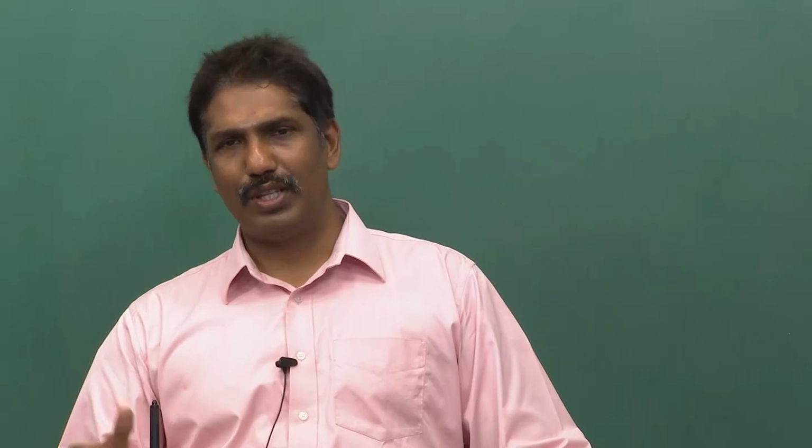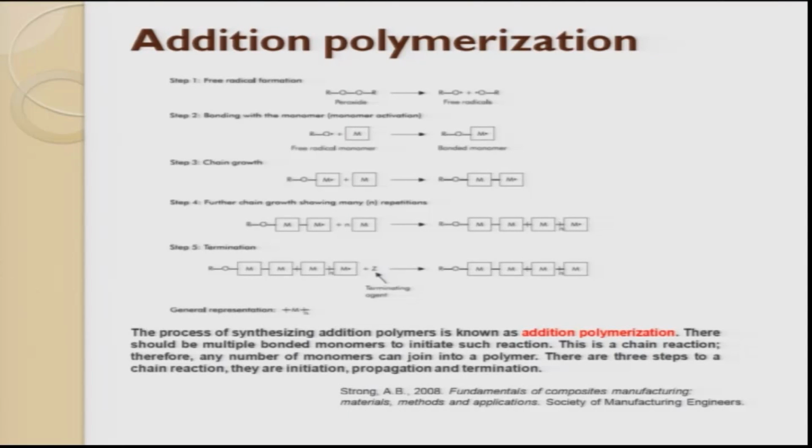So there are two basic mechanisms involved in the polymerization process. One is called addition polymerization, and the other is called condensation polymerization. In addition polymerization, there are 5 steps involved. First, the free radicals are formed, then bonding: the formed free radicals try to bond with the monomer, and then the monomers join with each other and form a chain. This chain keeps on multiplying and growing, but it cannot keep growing for infinity. So there will be a termination step, which terminates the polymer.